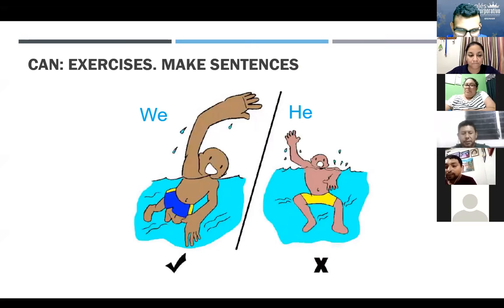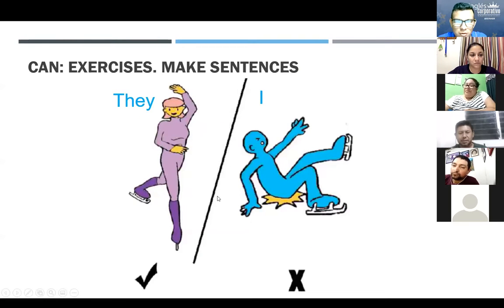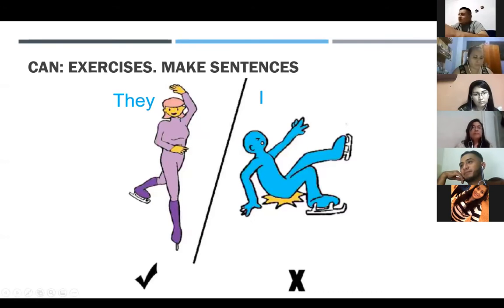Vamos a pedirle a Mr. Alexander que active su micrófono y nos diga la forma, una oración en afirmativo y la otra oración en negativo. La de chequecito es afirmativo y la X es negativa. You can't swim. Bien, you can't sing. Swim. Ah, ok, swim. En the negative form. He can't swim. Excellent, he can't swim.